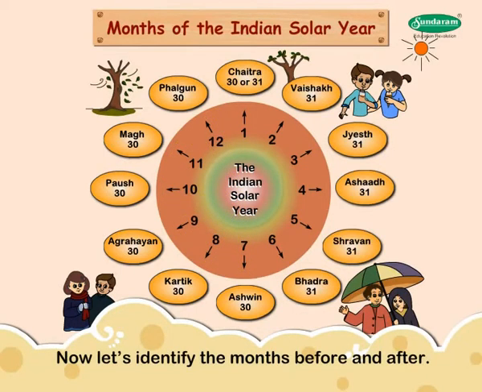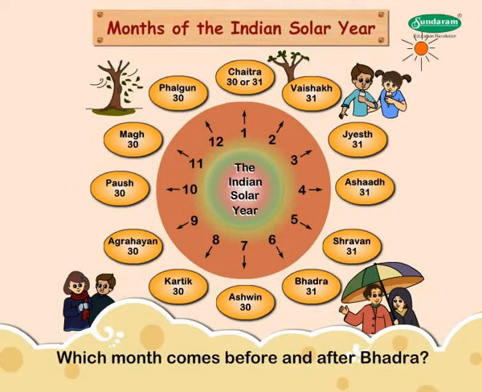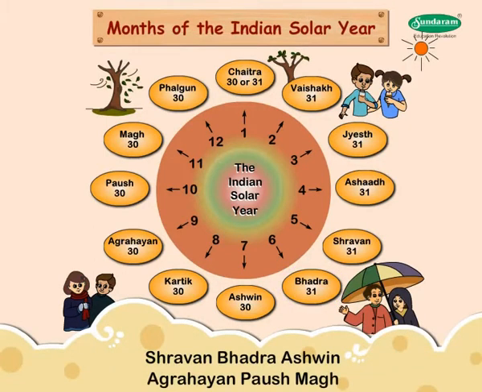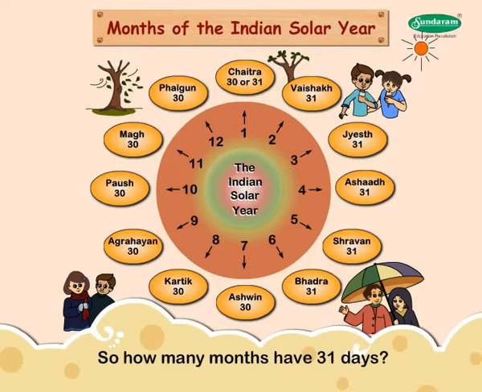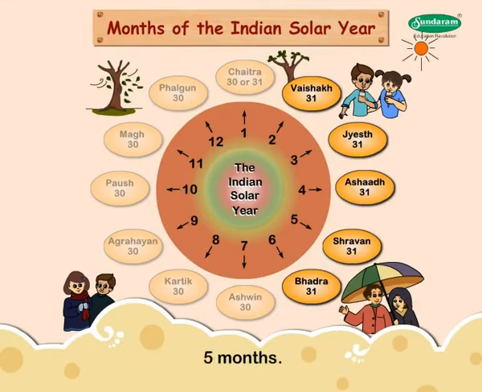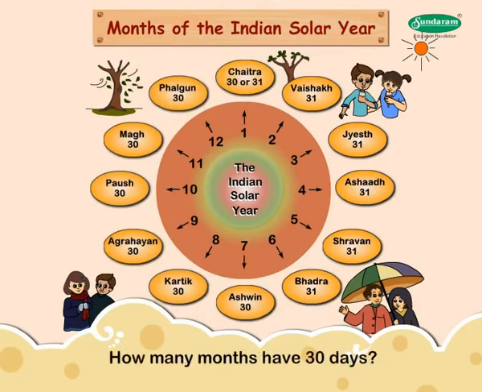Now, let's identify the months before and after. Which month comes before and after Bhadra? Shravan, Bhadra, Ashwin. Agrahayan, Paush, Magh. So, how many months have 31 days? 5 months. How many months have 30 days? 6 months, except Chaitra, which varies every year.